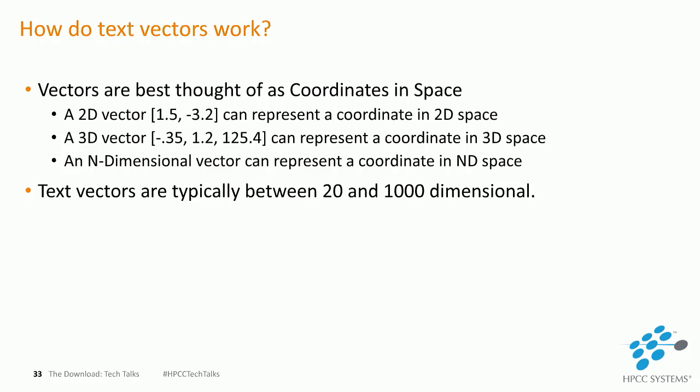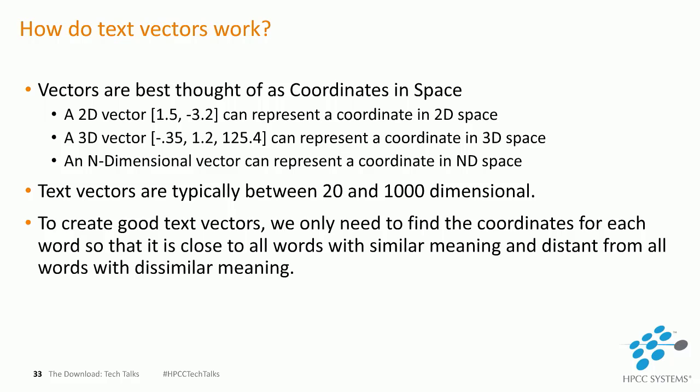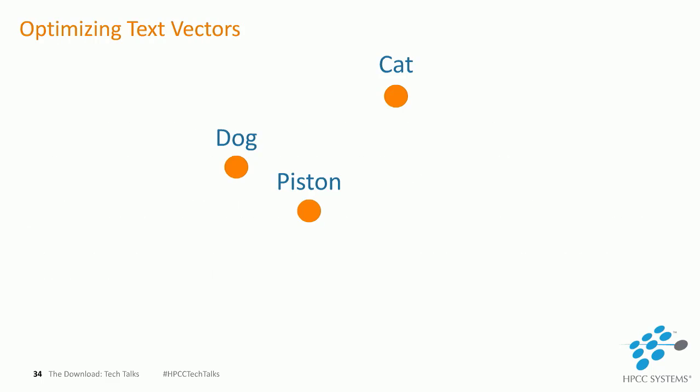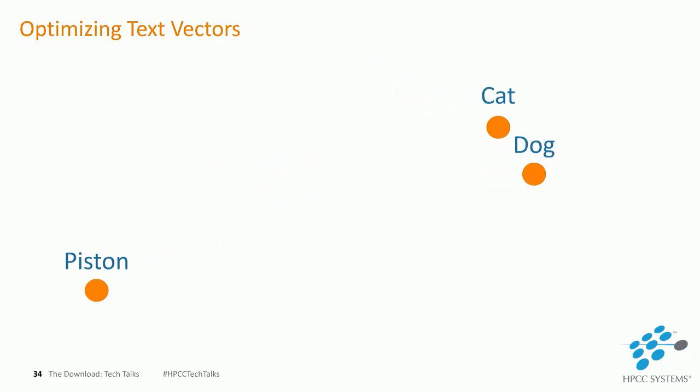For text vectorization, we usually use vectors of between 20 and 1,000 dimensions. These represent coordinates in high-dimensional space. Now we want to create vectors such that the words that are close together in space have related meanings, and words that are unrelated are far apart in space. This is an optimization problem. We start out with random vectors, and as we optimize, the vectors are moved until they arrive at the appropriate location where we've met our criteria.